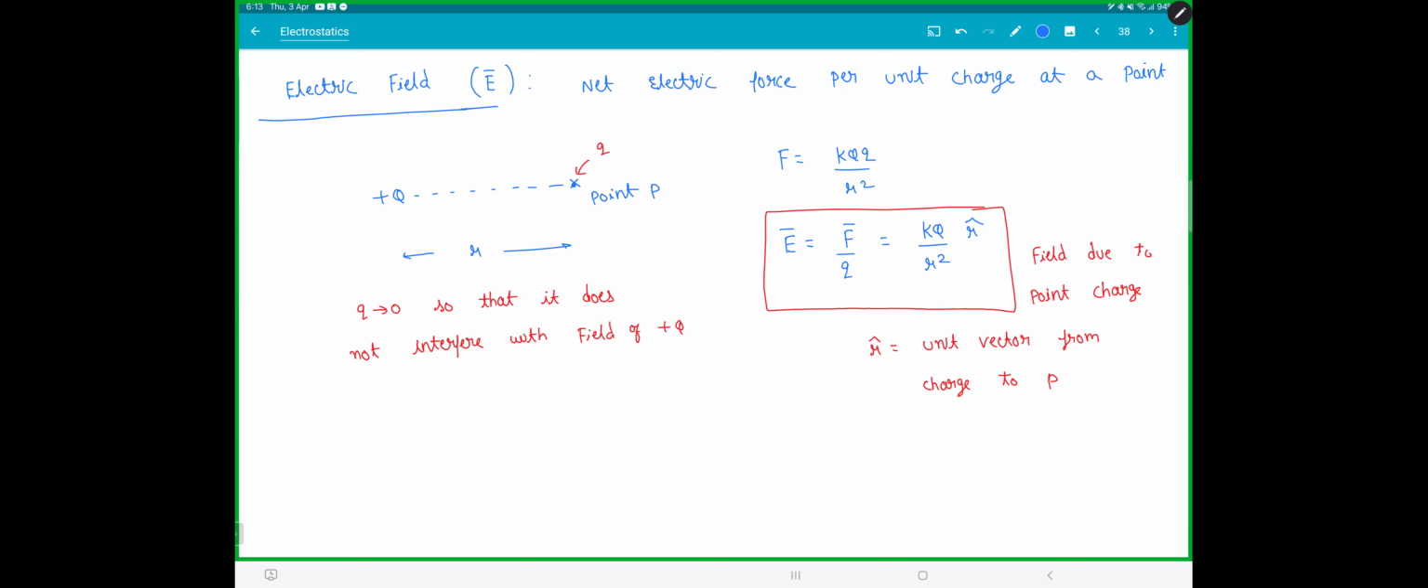So per unit charge, the force is kq by small r square. If you bring some charge q2, then multiply into q2, you'll get the force. Is this making sense, everyone? So that is the meaning of field. It is a force per unit charge. So the force is given by charge into field. If q is positive, then the force will be in the direction of field. If q is negative, force will be opposite to the field.